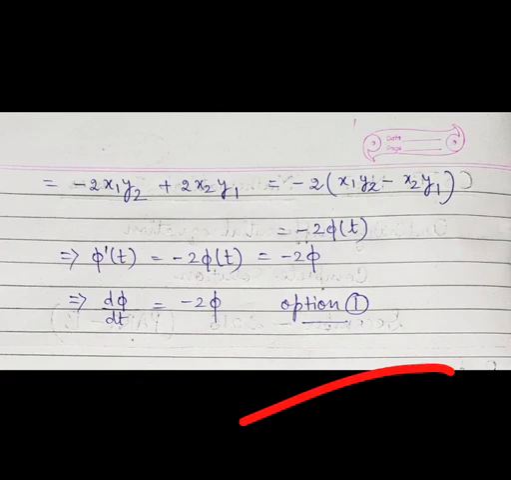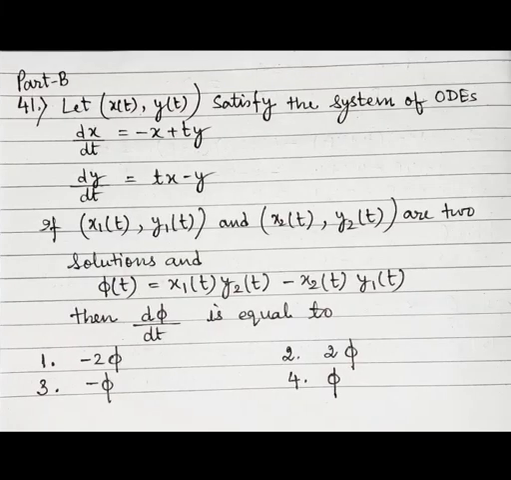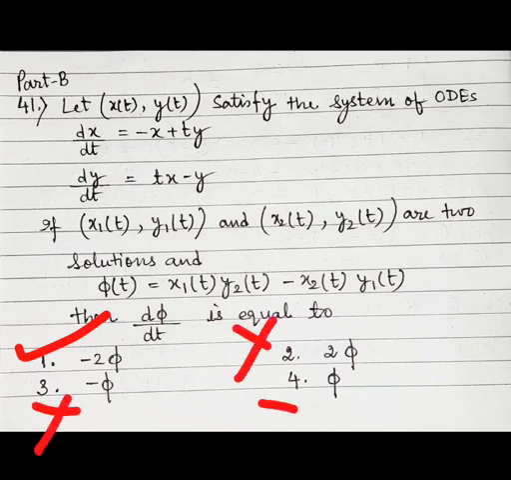Now if we proceed towards the options, we can see that option number 1 is -2 phi, which is correct, and the rest of the options are incorrect.